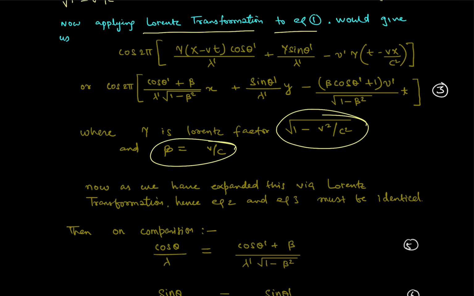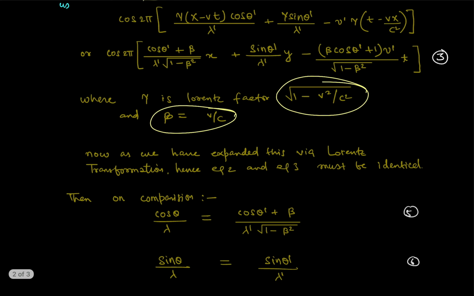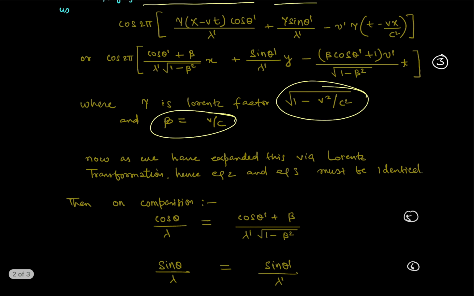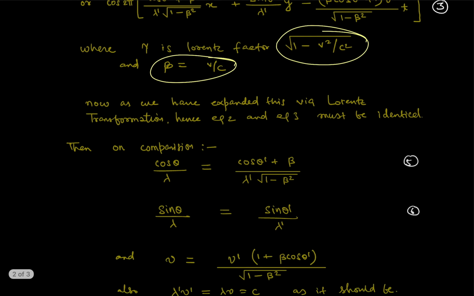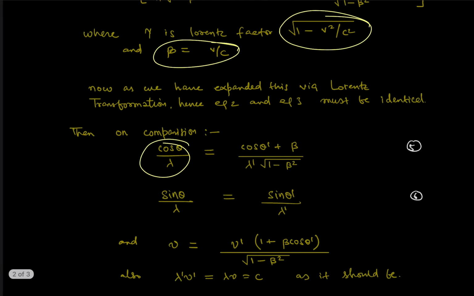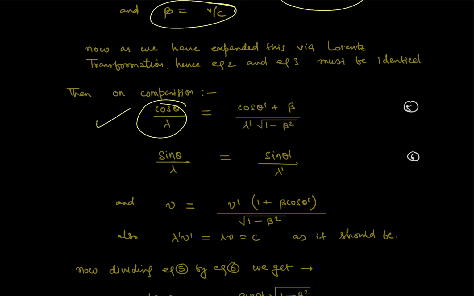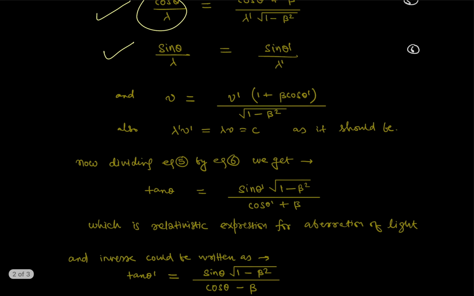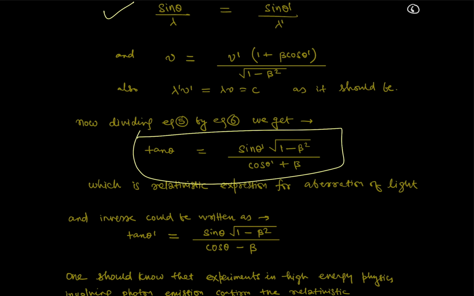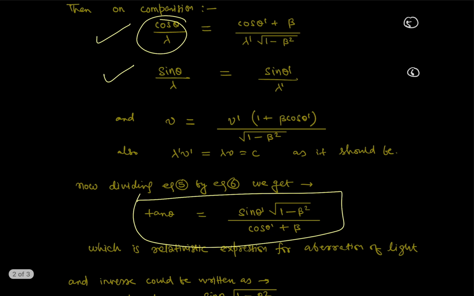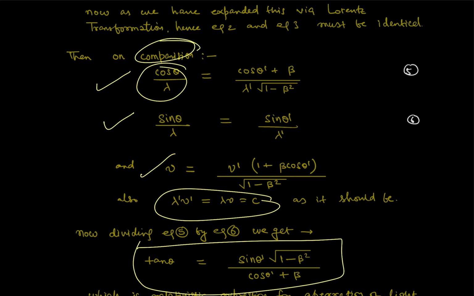So when you do all the necessary equations, then when you compare, because now you have transformed, on comparison the components should be the same. So on comparison we got that cos theta divided by lambda is equal to cos theta prime plus beta divided by this. And again you have got two equations, one involving cos theta divided by lambda, one is sin theta divided by lambda. So when you divide that, you will simply get the aberration of light. But we have two more pieces of information here as well. This is about frequency and this is about light. Okay, so we got all these on comparison, we did compare them.